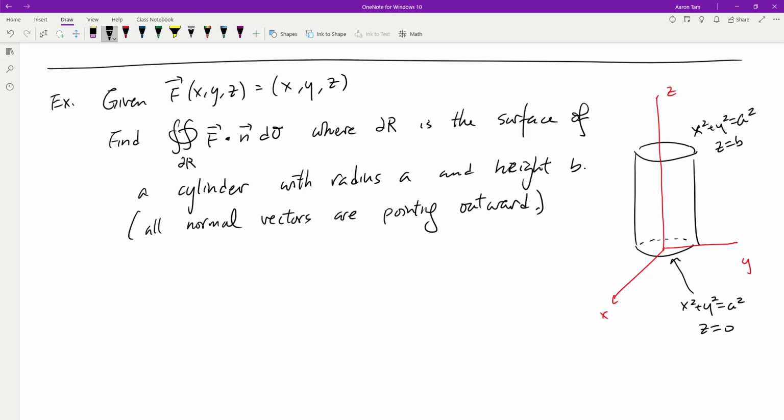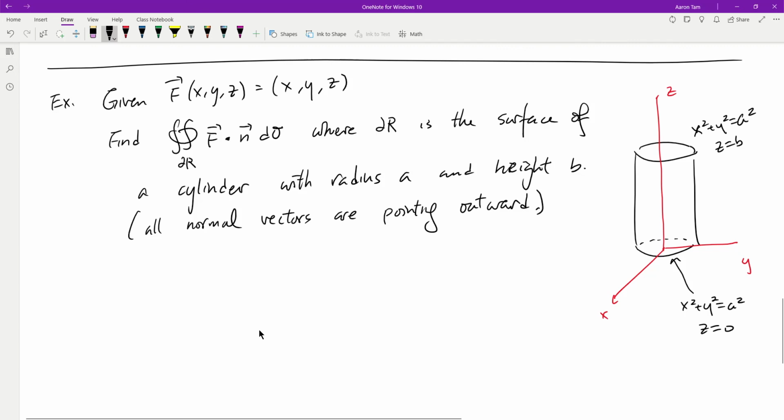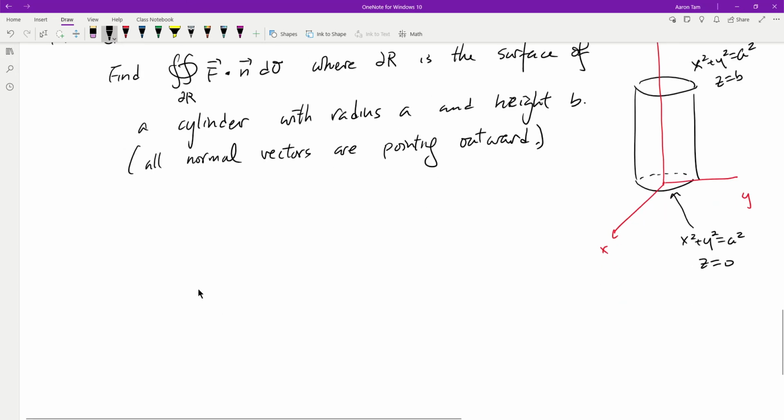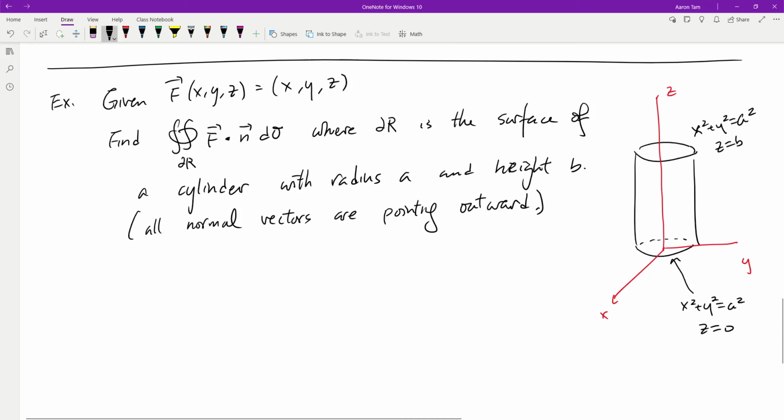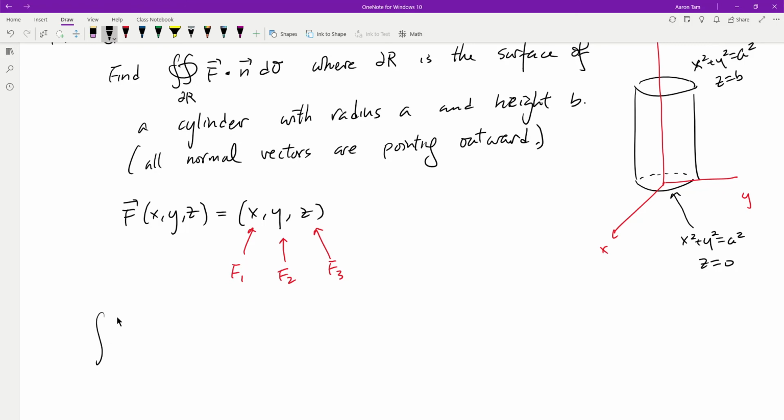Okay, so now I'm going to go ahead and use Gauss's theorem to calculate this, and hopefully we're going to come up with the same exact answer as what we had before. Let's hope I didn't do something wrong. So I'm going to start with this. We know that vector f of x, y, z is just (x, y, z). So that's pretty simple, because my f1 is x, my f2 is y, and my f3 is z. So now I'm going to apply Gauss's theorem.